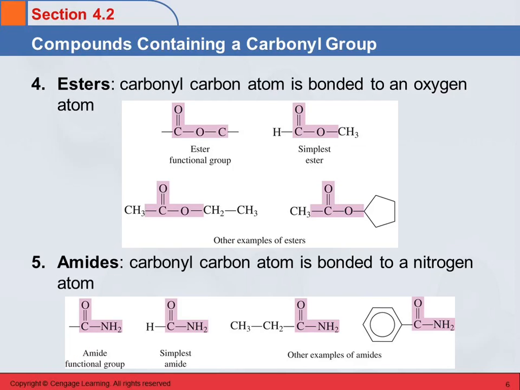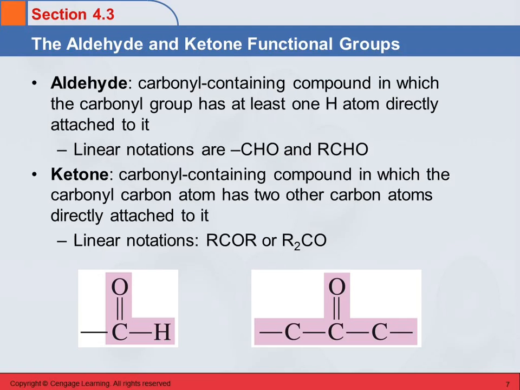So the difference between these 5 classes is what is bonded to this carbon. Is there at least 1 hydrogen? Is it 2 carbons? Is it an oxygen with a hydrogen? Is it an oxygen with another carbon? Is it a nitrogen? Just kind of a preview of what's coming up.